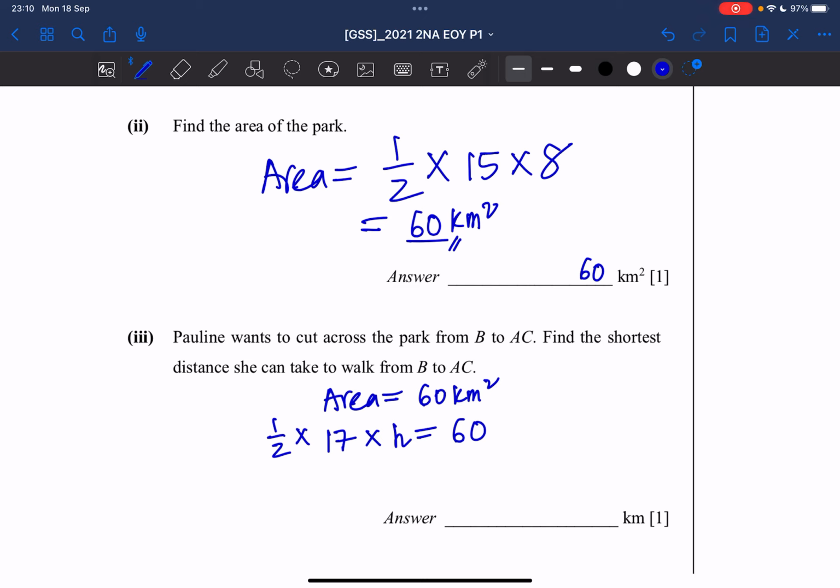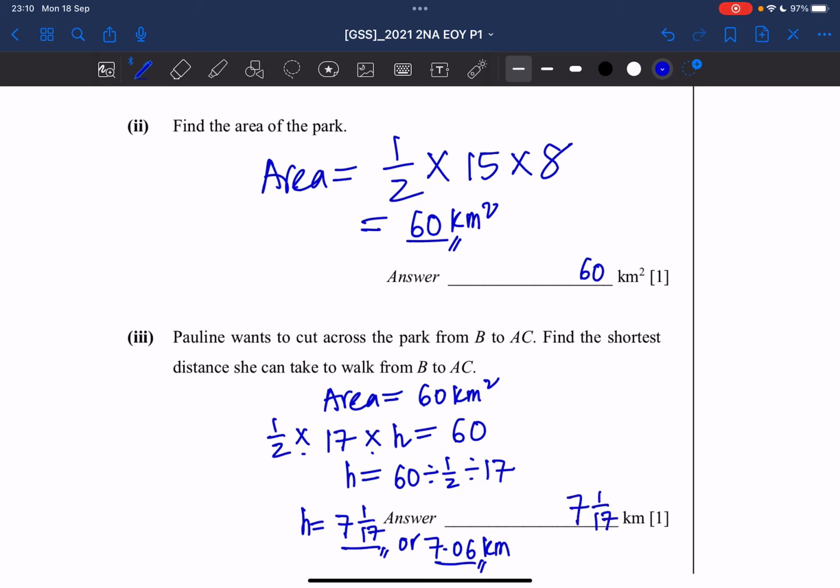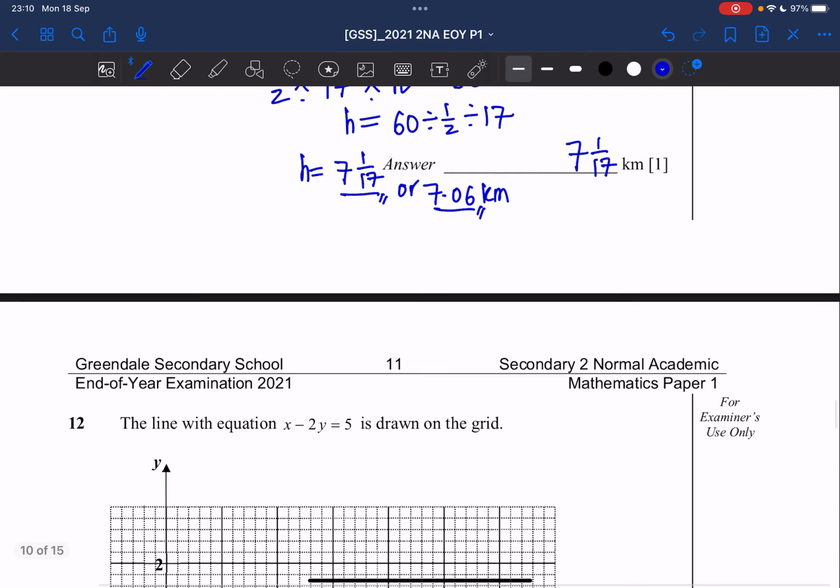Then from here, what do we do? We take h equals 60 divided by half, divided by 17. Why divide? Because this side is times. Opposite of times, when we bring over, is divide. So the answer for h is 7 and 1 over 17. Or we can write in decimal to 3 significant figures. Just write one of them, so I just write the mixed number. Now let's move on to the next question.